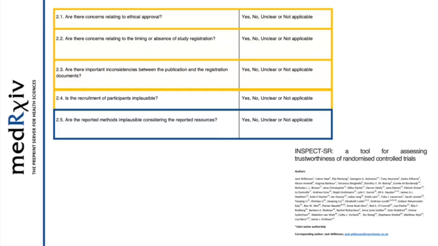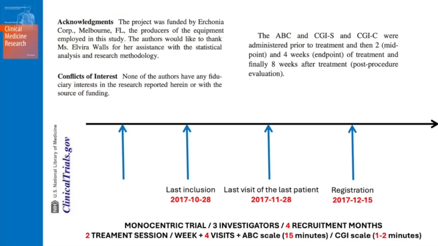Basically, you have to make your own judgment about whether you think this study was costly, and whether this is compatible with what is disclosed by the authors. So you can again look at this paragraph in the paper. It said that it was funded by Erchonia Corp, the producer of the laser. Okay, so they have some kind of funding. They don't declare, of course, the amount, but this is something you regularly don't have in a clinical trial. They had some assistance with statistical analysis and research methodology.